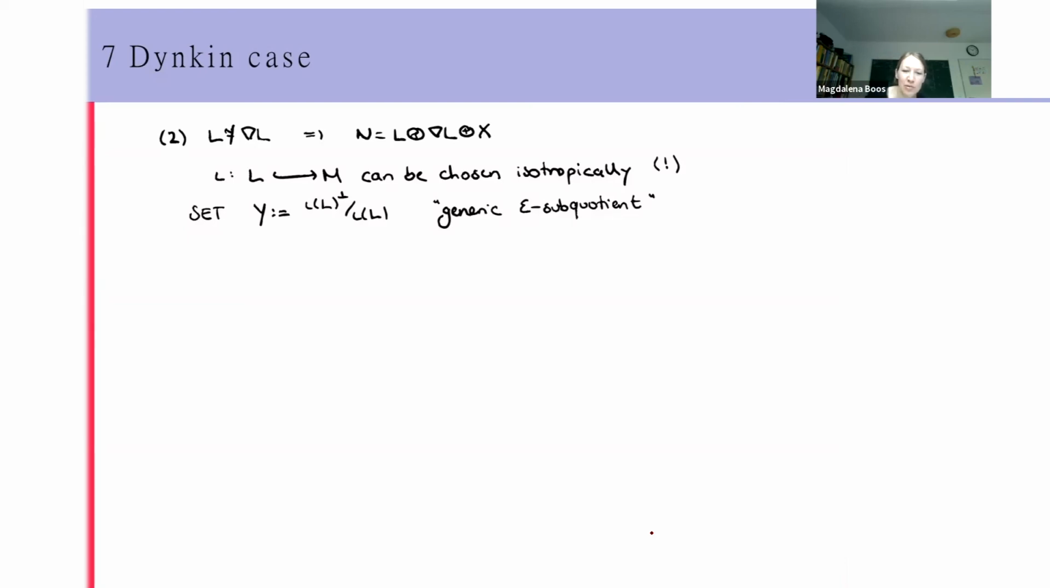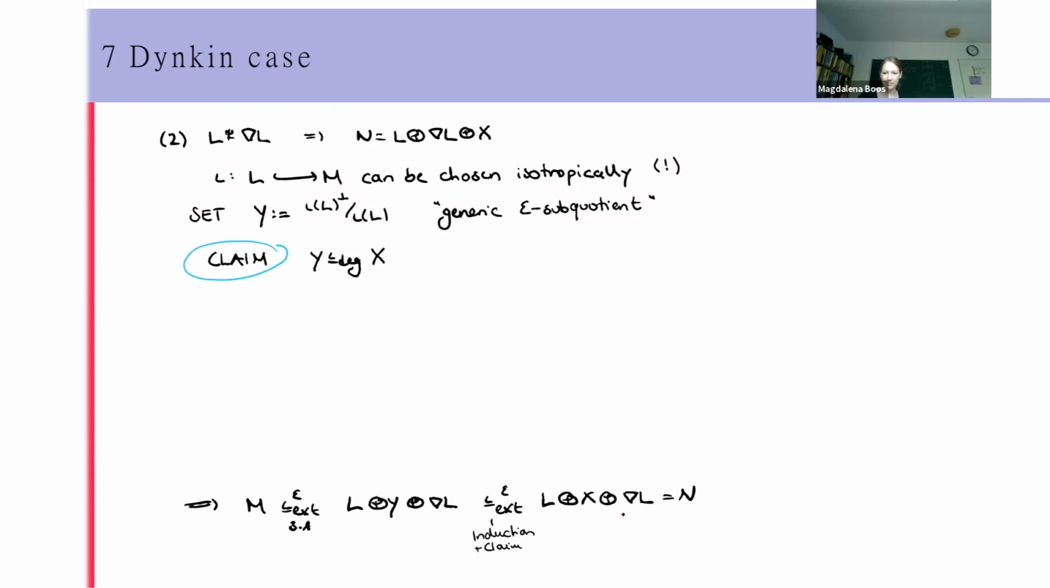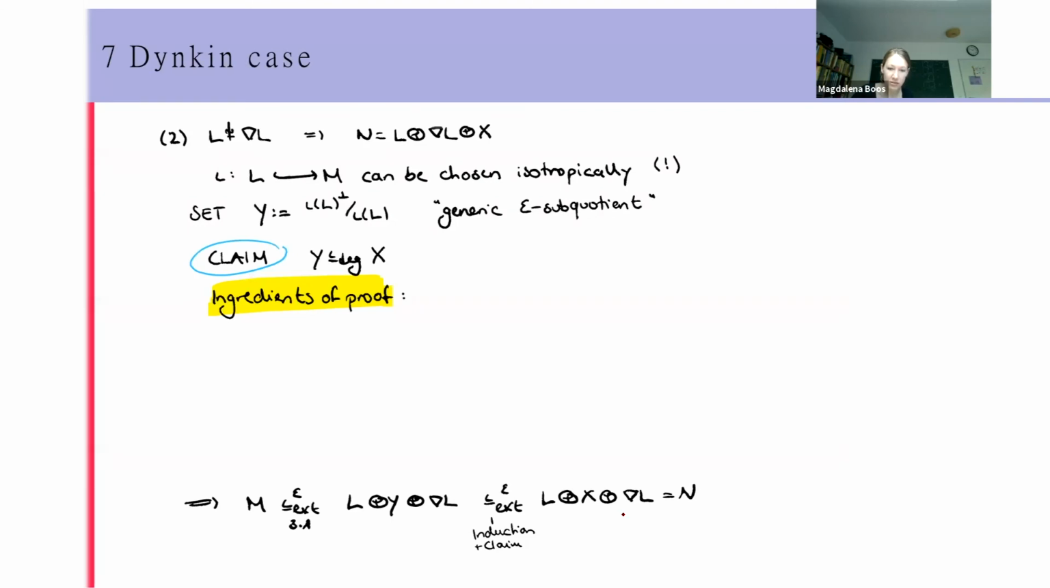It's the orthogonal complement, the quotient by the image of this generic epsilon subquotient, and it degenerates to X. And then we are done because of the induction again. So X and Y are both smaller dimension. So then it's done. And for this, we need 3 ingredients.